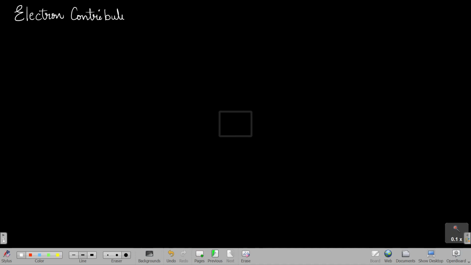Electron contribution is basically used when we determine the 18 electron rule. So for the 18 electron rule, you need to know the electron contribution concept. If you are seeing this video for BSc or MSc level, then I am going to teach you two methods on electron contribution. If it is undergraduate or postgraduate level, you have to know both the methods. One is called the neutral method, and the second one is called the ionic method.